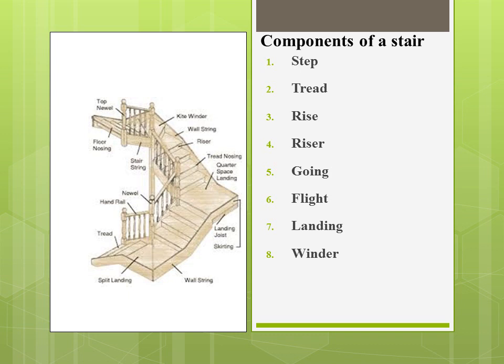Riser. It is the vertical portion of the step providing support to the tread. Going. It is the horizontal distance between two successive riser faces. Flight. It is defined as the unbroken series of steps between landings. Landing. This is a platform provided between two flights of a stair. Winder. It is a tapering step used for changing the direction of stairs and in spiral staircases. These are the 8 parts.